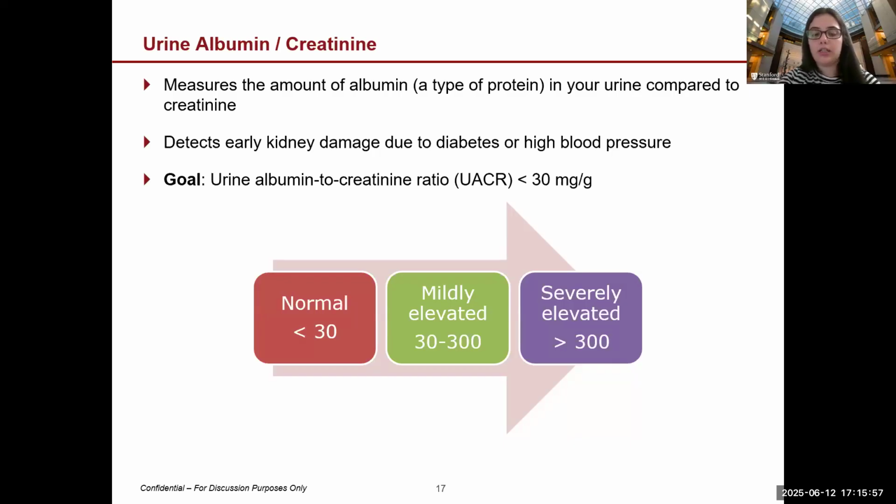It detects early kidney damage due to uncontrolled diabetes or sometimes high blood pressure. And the goal is to have the ratio less than 30. If it's between 30 and 300, this is considered mildly elevated. And if it's greater than 300, this is considered severely elevated. This test will actually guide our use of certain medications that can help lower your albumin levels and also protect your kidneys.